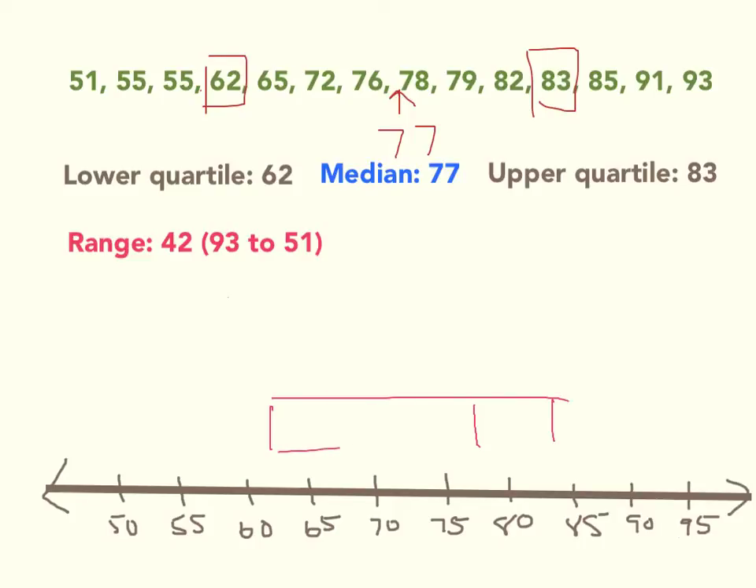So now I have this middle chunk of all of my data. I now need to graph the minimum and the maximum. My minimum is at 51, so I'm going to put a dot there, or you can put a line. And then my maximum is at 93. And to connect those to the quartiles, I just draw a line connecting them.